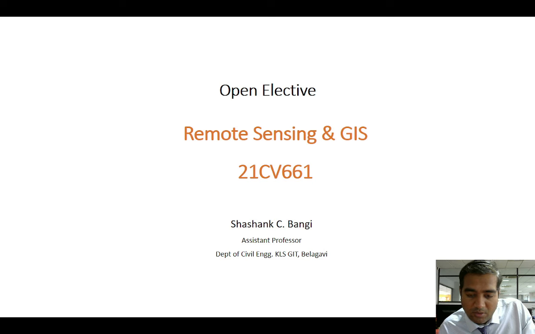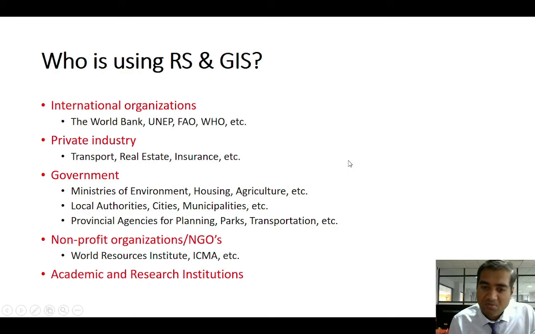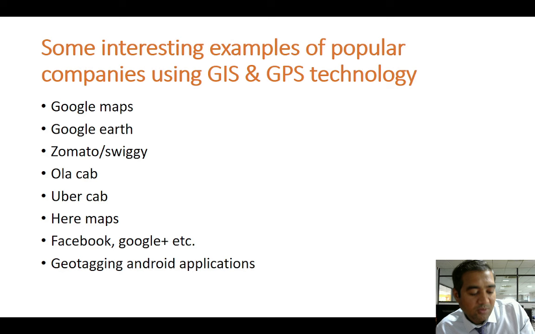Before going to the content of this course, I would like to give you an introduction about remote sensing and GIS, how it is important to you people, and how it is an interdisciplinary field. Coming to the applications of remote sensing and GIS, here you can see many applications such as Google Maps, Google Earth, Zomato, Ola Cab, Uber Cab, Here Maps, even Facebook, and some geotagging Android applications are using this technology. Even in day-to-day life, you people are using the same applications, right?